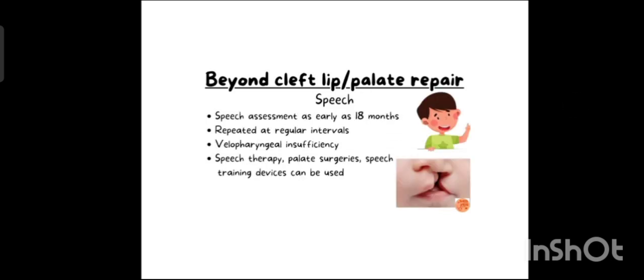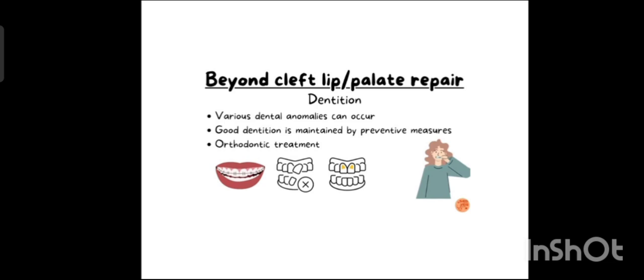Speech assessment is done as early as 18 months and repeated at regular intervals. For velopharyngeal insufficiency, that is nasal speech, speech therapy, palate surgery, and speech training devices can be used. For dentition, various dental anomalies can occur. Good dentition is maintained by preventive measures, and orthodontic treatment is done.